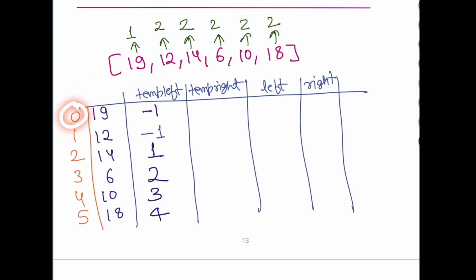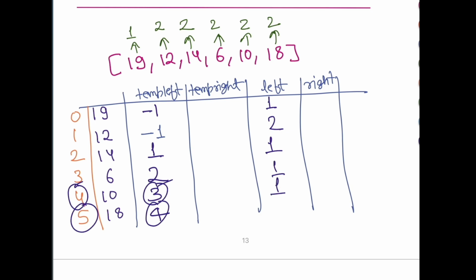So the difference of 0 and -1 is 1, right? 0 minus -1 is going to be 1. The difference of 1 and -1 is equal to 2, right? The difference of 2 and 1 is going to be equal to 1, right? And the difference of 3 and 2 is going to be 1. The difference of 4 and 3 is going to be 1. The difference of 5 and 4 is going to be 1.